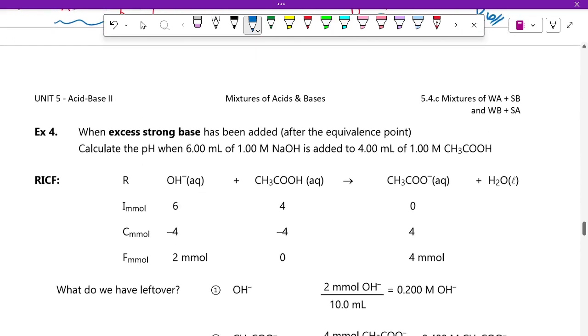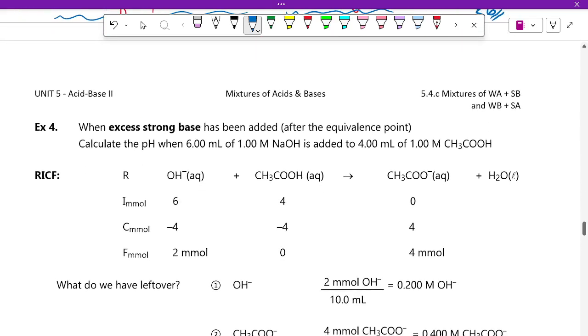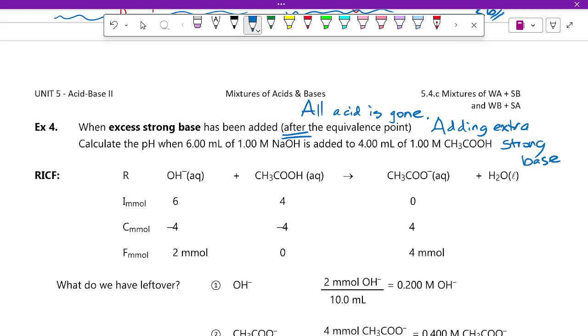When an excess strong base has been added, that is after the equivalence point. Okay, so we've neutralized all the acid is gone. We're just adding extra strong base. Once again, we will do the neutralization.